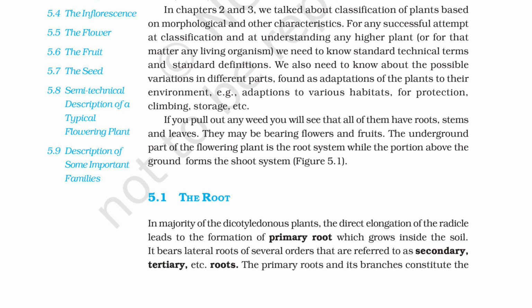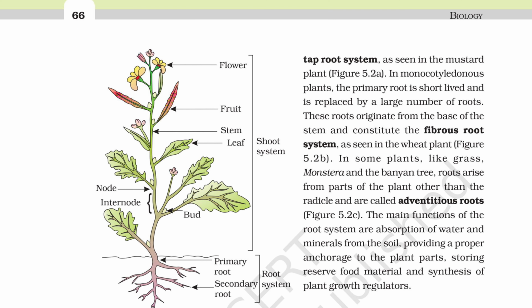If you pull out any weed, you will see that all of them have roots, stems and leaves. They may be bearing flowers and fruits. The underground part of the flowering plant is the root system, while the portion above the ground forms the shoot system. The root. In majority of the dicotyledonous plants, the direct elongation of the radicle leads to the formation of primary root which grows inside the soil. It bears lateral roots of several orders that are referred to as secondary, tertiary, etc. roots. The primary roots and its branches constitute the taproot system, as seen in the mustard plant.